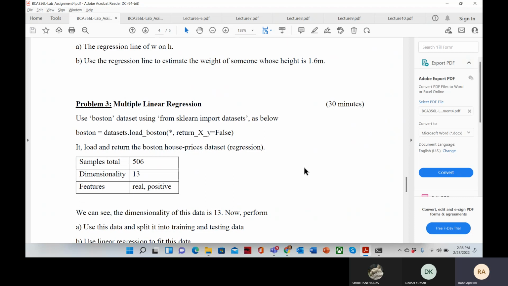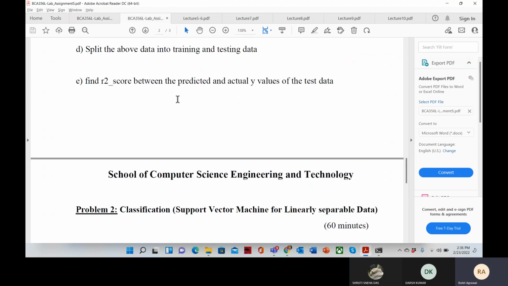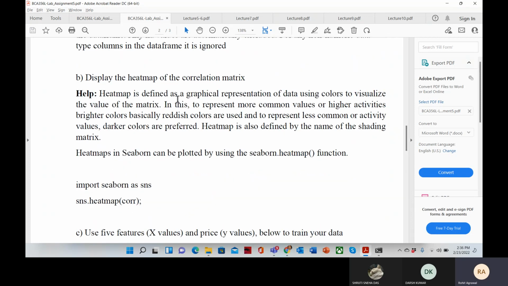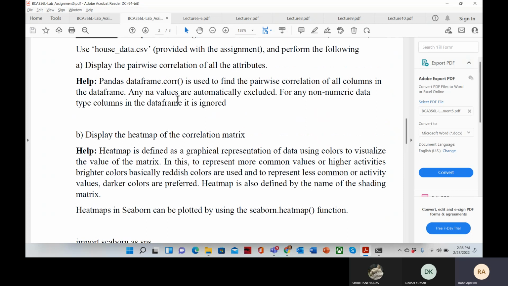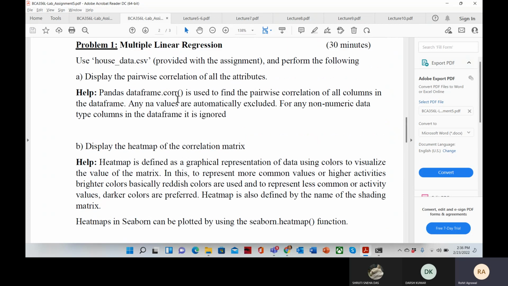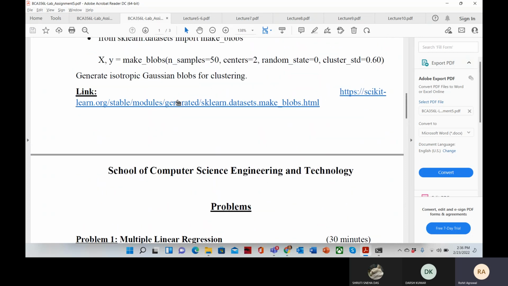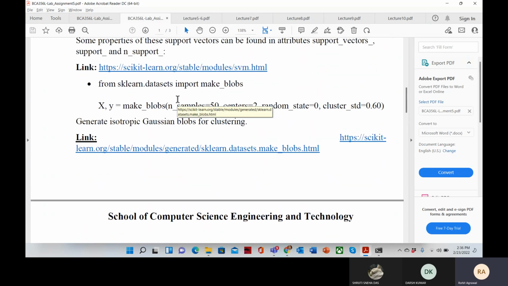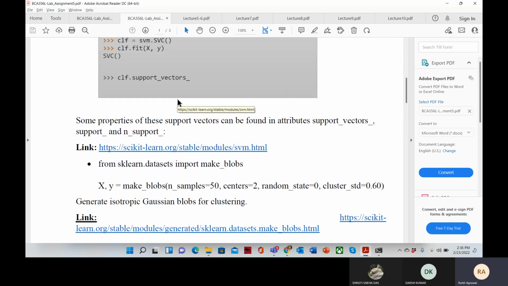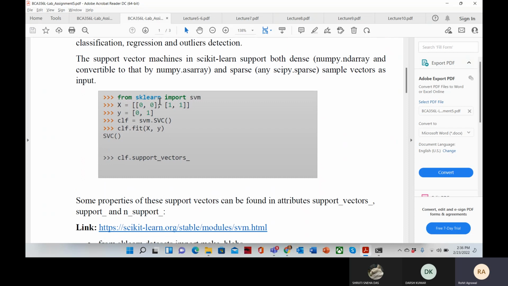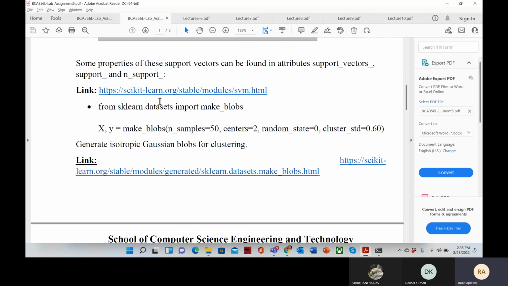I will give you one more example for multilinear regression. Then we will discuss the classification, the next topic. Clear? And I will show you some more things in multilinear regression. The Python libraries are the same that we discussed in the previous lab, but one more library will be required here for the classification. I will discuss that when we come to the second question.